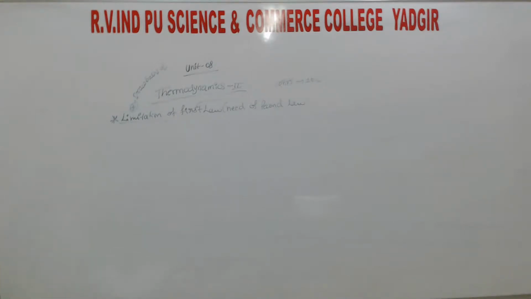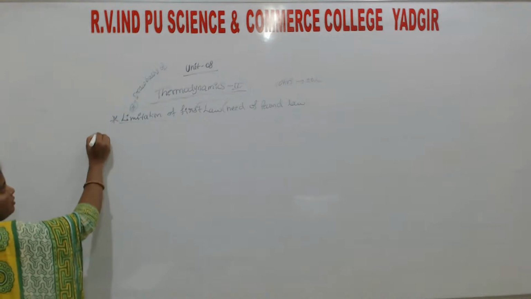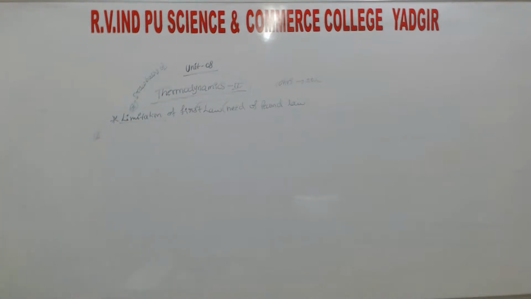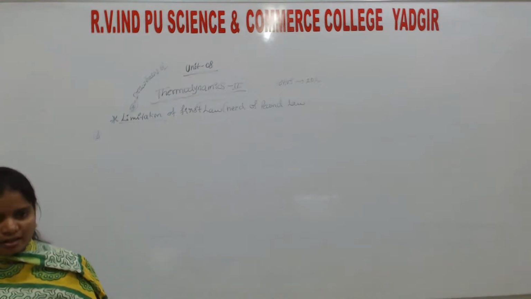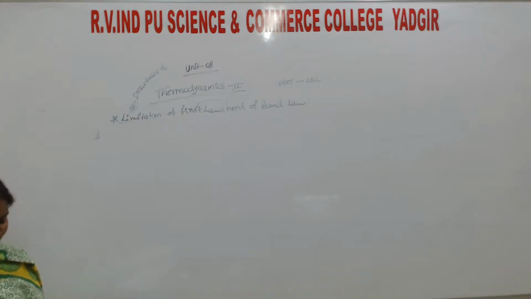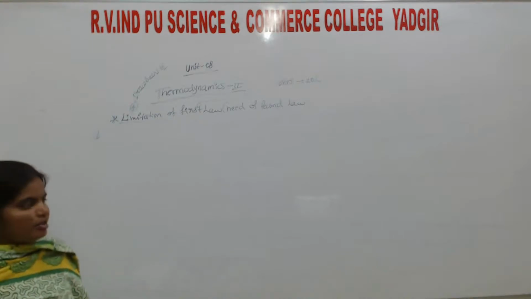Next, the fourth limitation. The first law cannot explain why all naturally occurring processes always tend to change spontaneously in a direction which leads to equilibrium. This is the fourth limitation.